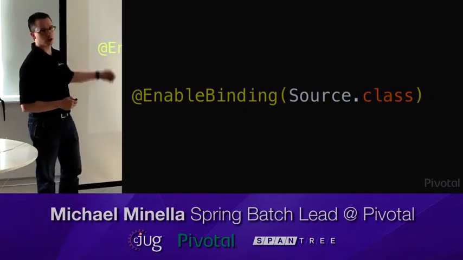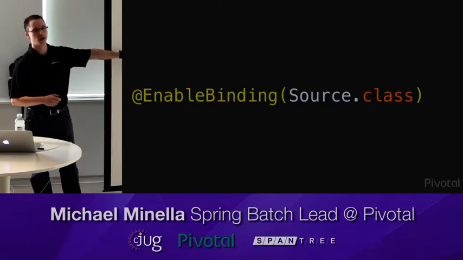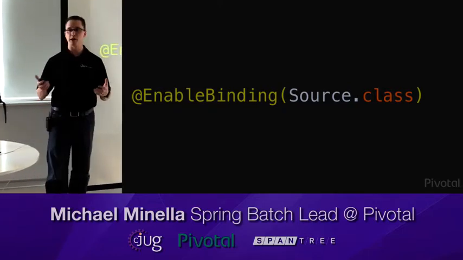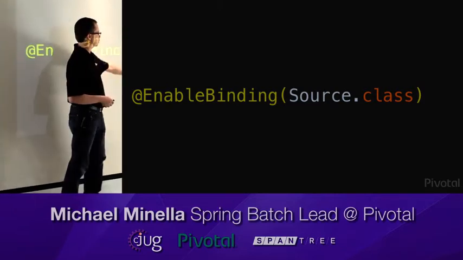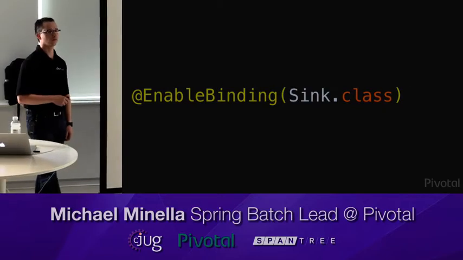This is the magic bit of code within Spring. When you develop your application, you'll use this annotation, enable binding. And then you'll pass it the type of microservice you're developing. Are you doing a source? Are you doing a processor? Or are you doing a sink?